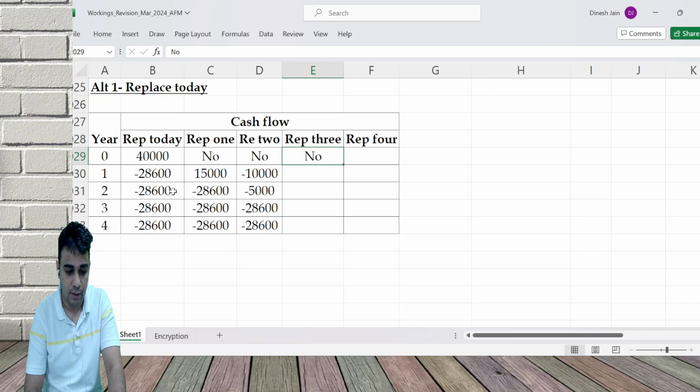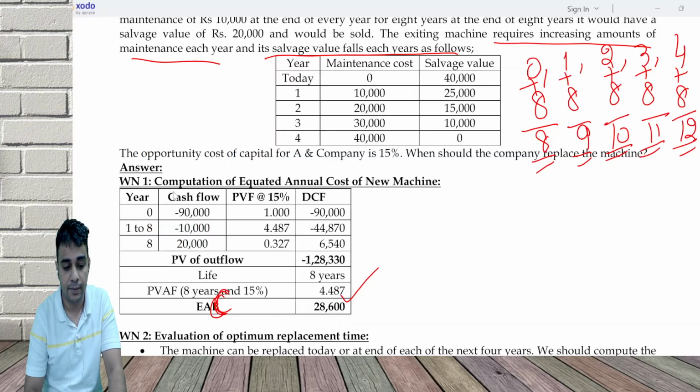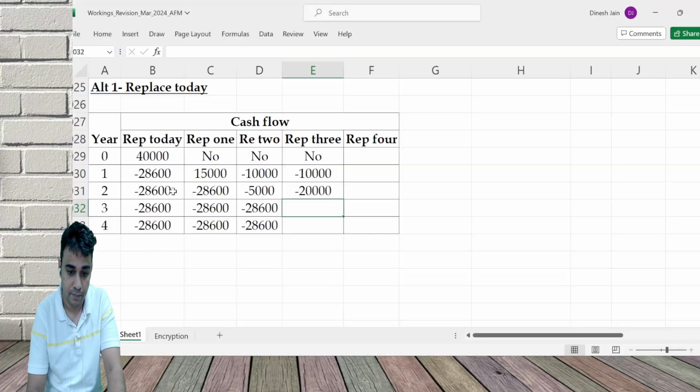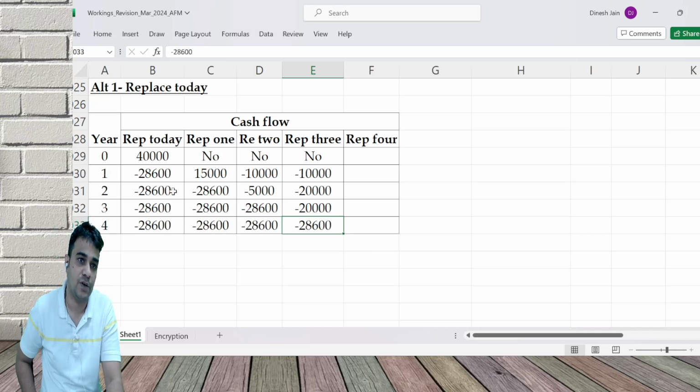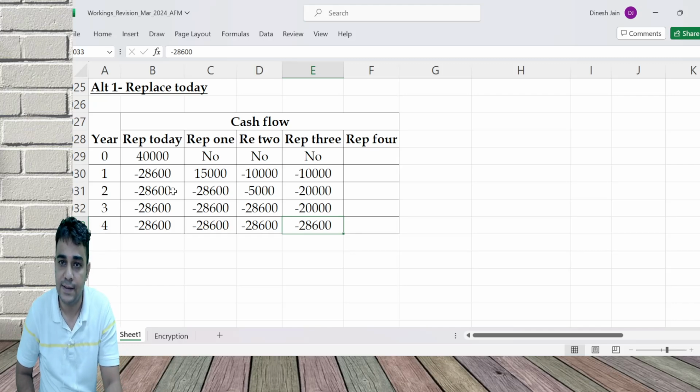Option 3. First year, how much outflow? Second year, third year, again outflow 20,000. New machine for 1 year, 28,600.